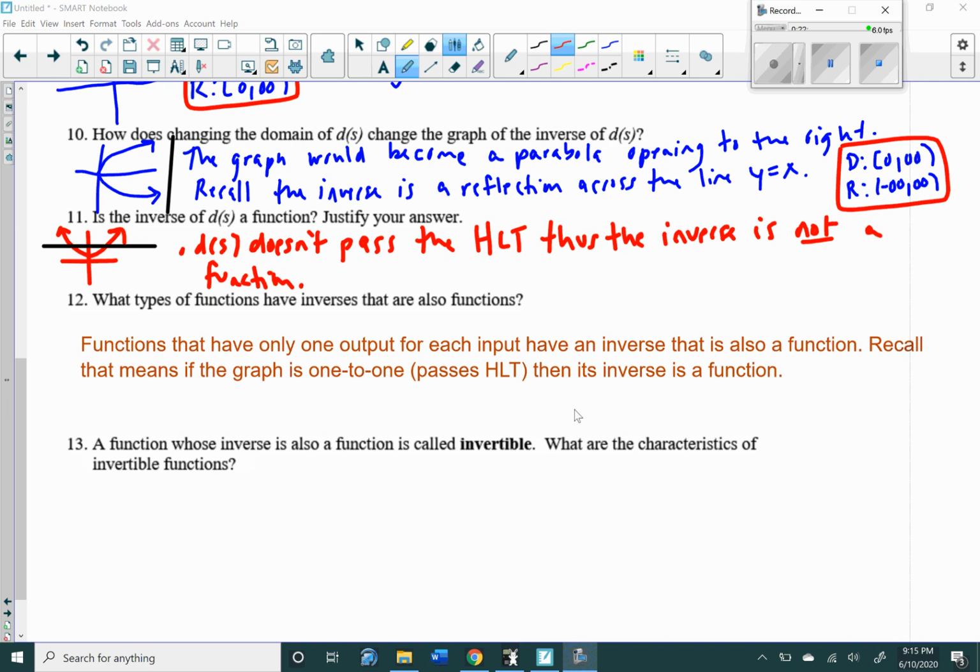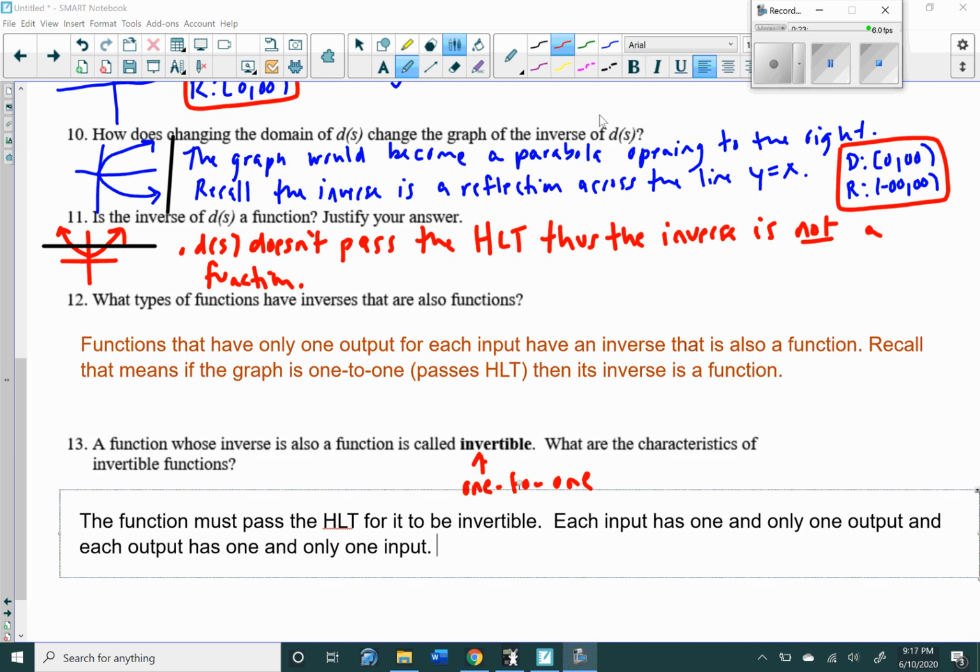For question 13, it says, a function whose inverse is also a function is called invertible. What are the characteristics of invertible functions? Remember that invertible just means that it's one-to-one. The function must pass the horizontal line test for it to be invertible. Each input has one and only one output, and each output has one and only one input.